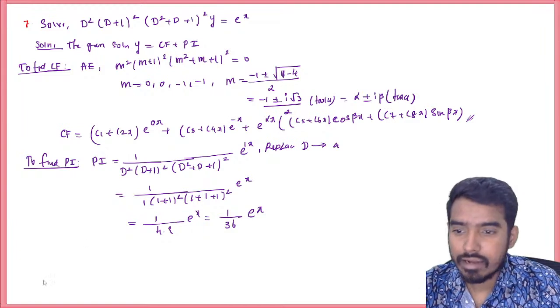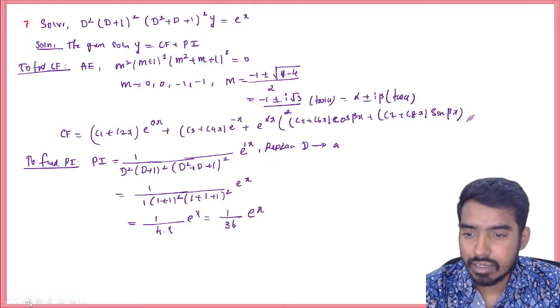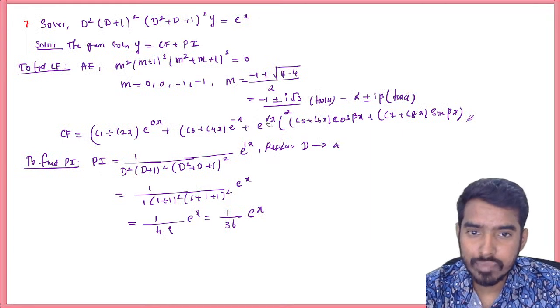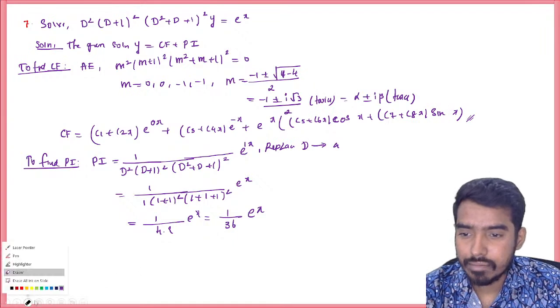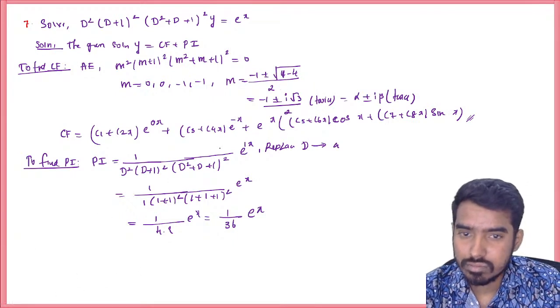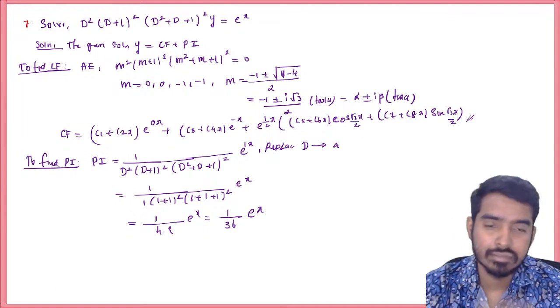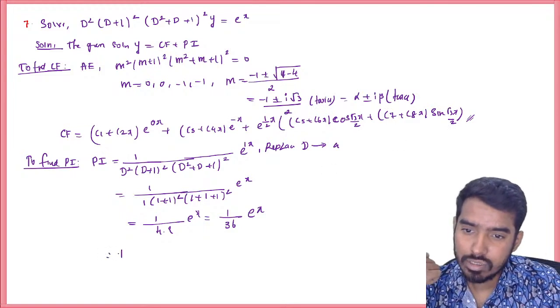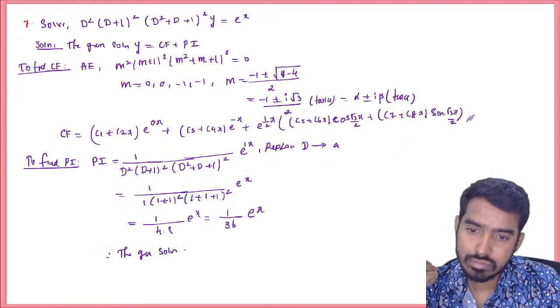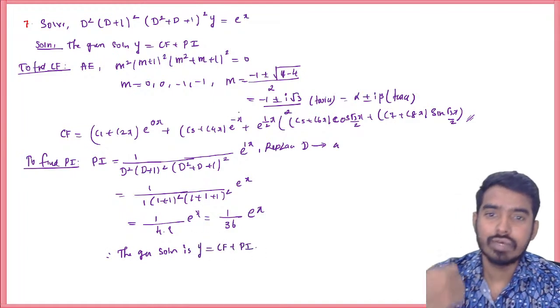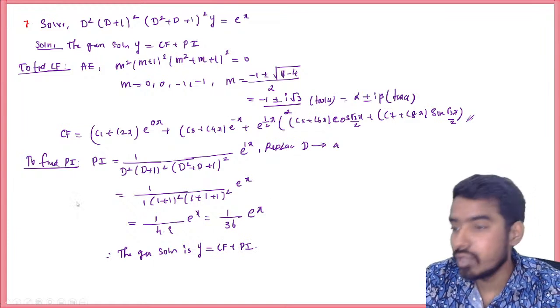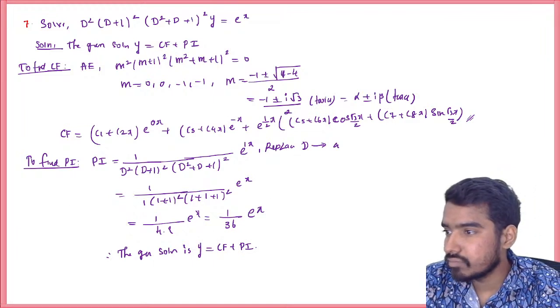See, here I have got to write alpha and beta. Here alpha is minus 1 by 2, beta is root 3 by 2, right? Alpha is minus 1 by 2, beta is root 3 by 2 x. This is your PI. So therefore, the general solution is y equal to CF plus PI. So this is your CF plus PI, add it up, you will get the required solution. Okay.